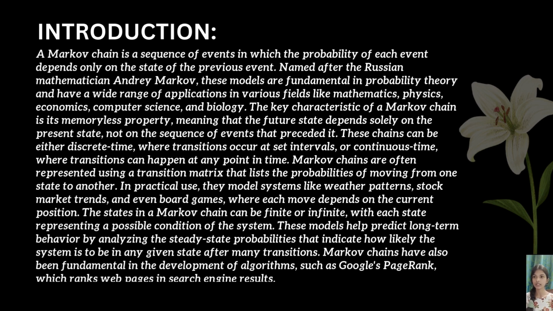These chains can be either discrete time, where transitions occur at set intervals, or continuous time, represented using a transition matrix that lists the probability of moving from one state to another. In practical use, they model systems like weather patterns, stock market trends, and even board games where each move depends on the current position. The states in a Markov chain can be finite or infinite, with the states representing possible conditions of the system. These models help in predicting long-term behavior by analyzing the steady state conditions. These models help predict the system's state after many transitions.